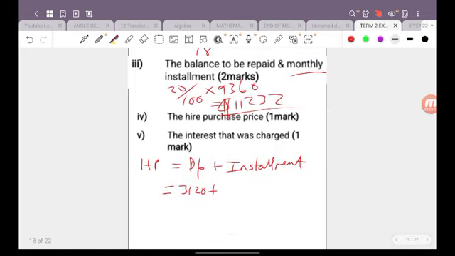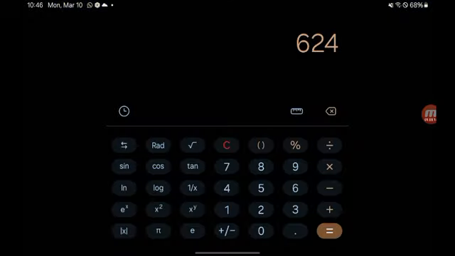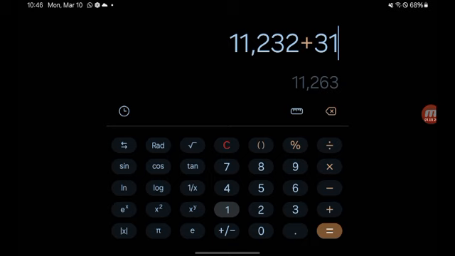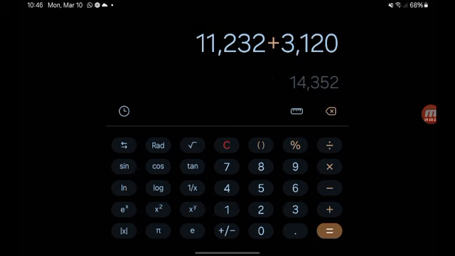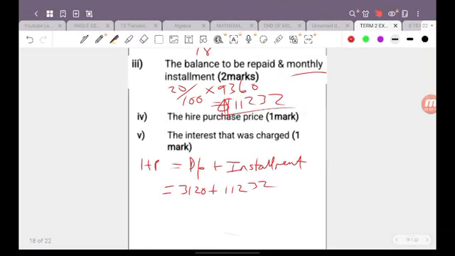$11,232. So there was no need to do any more calculations. $11,232, and so when we add that together, $11,232 plus $3,120. Remember that you made that payment down already. That's going to be $14,352. So that's $14,352.